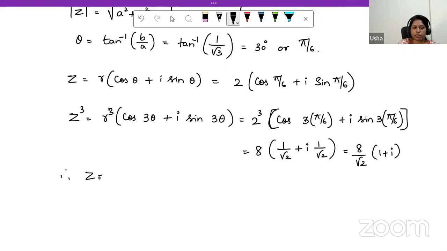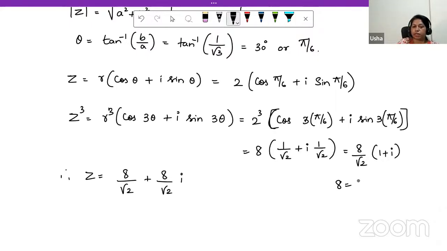Therefore, z cube is equal to 8 by root 2 plus 8 by root 2 i. This is the real part and this is the imaginary part. You can even divide 8 by root 2. If you know, you divide it. Otherwise, you leave it like this.